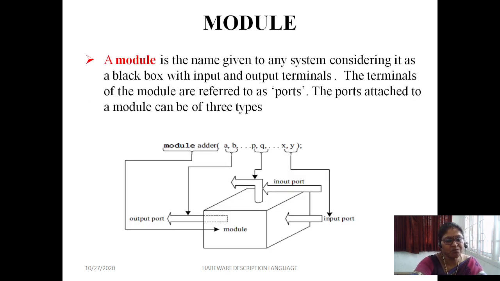Next is a very important topic in Verilog: the module. The module is a black box of our Verilog HDL, with input ports as well as output ports. This is our module, an adder, with A, B, P, Q, X, Y. Here A, B are input ports, X, Y are output ports, and P and Q are in-out ports. Initially we have to mention the output ports, then the input ports.